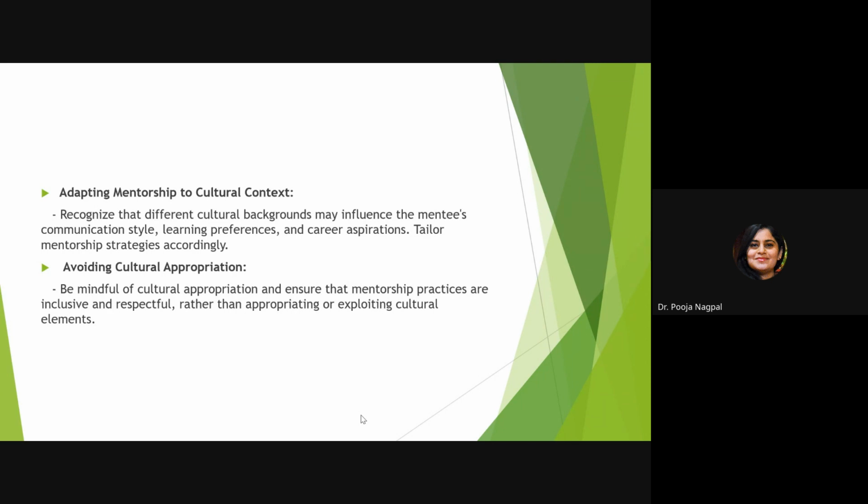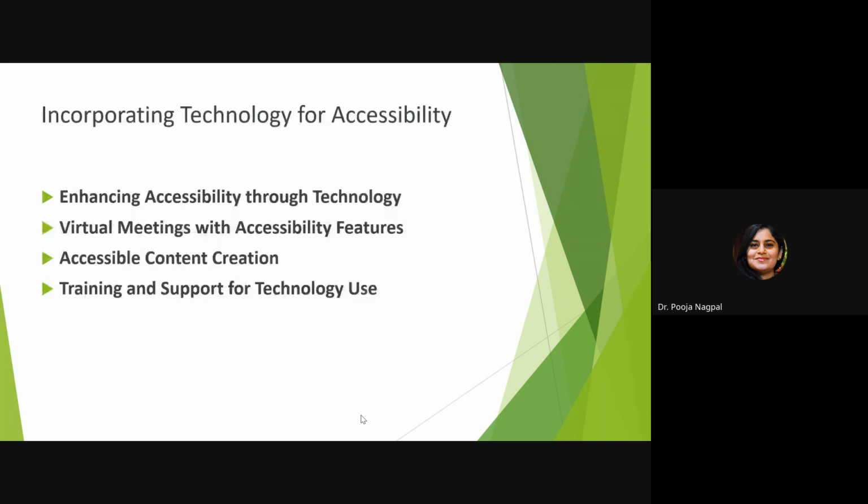Tailor mentorship strategies accordingly. There may be a possibility that you have already chosen a structured mentorship program, but as per students' needs, you need to tailor those mentorship strategies. Okay. So, avoiding cultural appropriation: be mindful of cultural appropriation, which ensures that mentorship practices are inclusive and respectful, rather than appropriating or exploiting cultural elements.